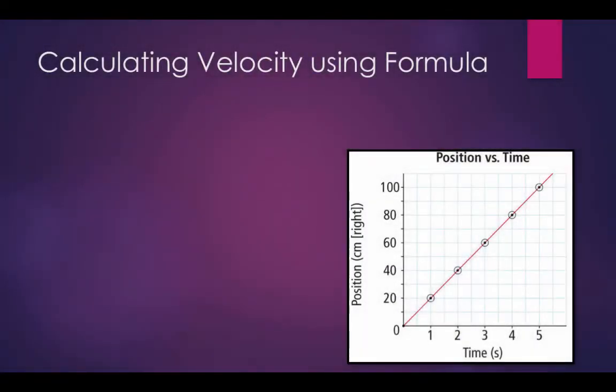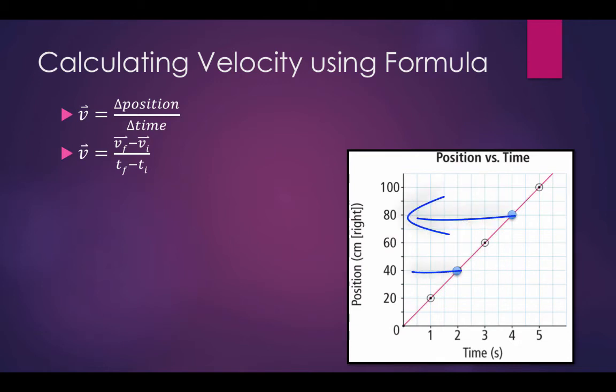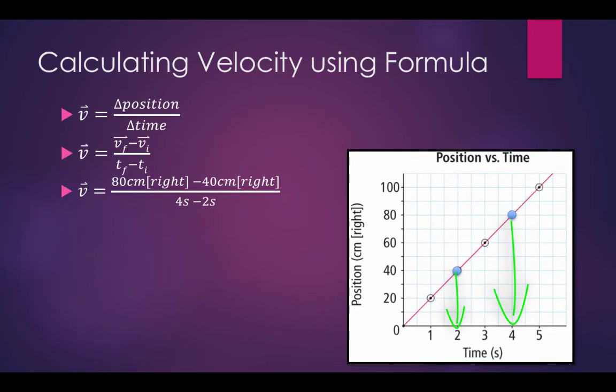Let's see what we get if we use the velocity equation. In this case, we do not need to use average velocity, as this is theoretical data and the data points are all perfect. Velocity equals change in position over time interval, which equals position final minus position initial divided by time final minus time initial. If we choose these two blue data points, which live on the line, then the formula becomes 80 minus 40 centimeters to the right divided by 4 minus 2 seconds.